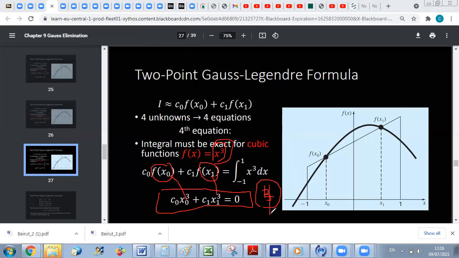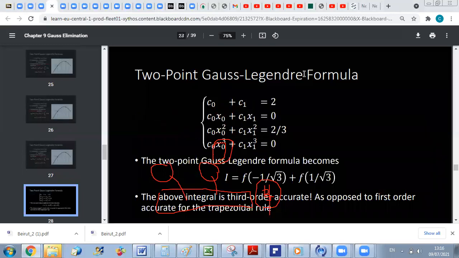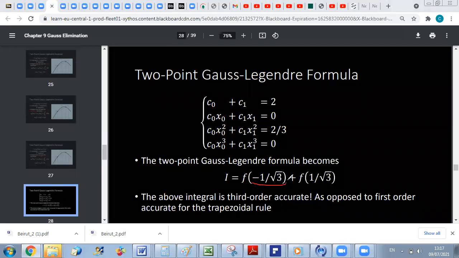And now, all I have to do is to solve 4 equations with 4 unknowns. If you solve the system, you are not responsible for how to solve it. It's a nonlinear system. I just want you to know that this is the solution. So you get C0 plus C1 equal to 2, C0 x0 plus C1 x1 equals 0, here you have 2 over 3, and here you have 0. So you can deduce that the position of the 2 points between -1 and 1 will be as follows: x0 is -1 over radical 3, and x1 is 1 over radical 3.